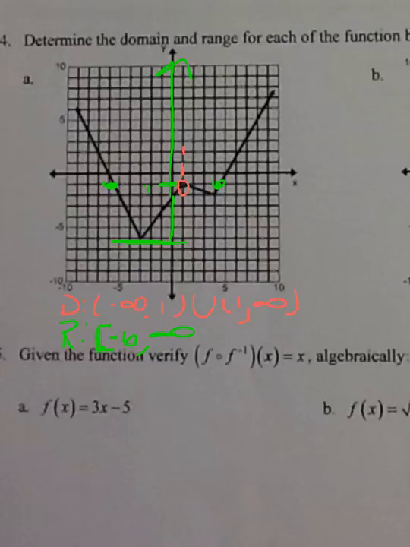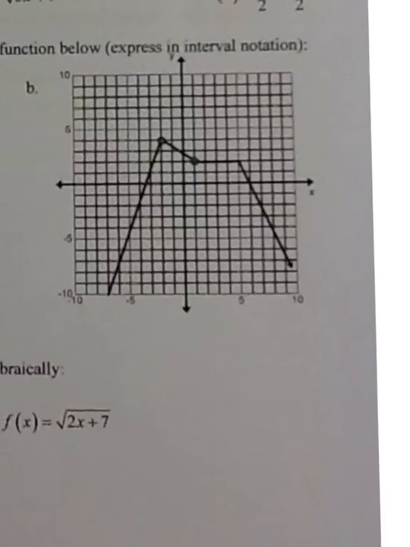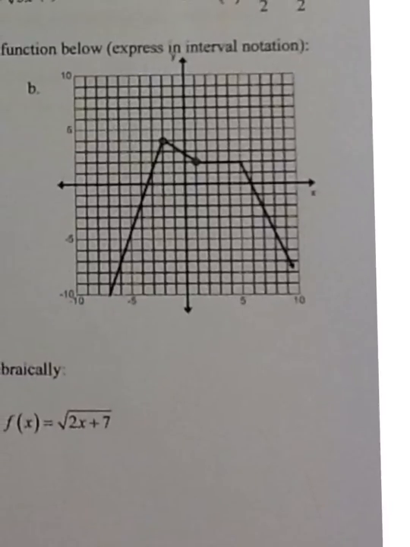All right, so let's take a look at B. All right, so I have a couple of holes here. I have a hole here. I have a hole here. There's no arrow here, so it stops here, but there is an arrow here. So I have a hole here and a hole here. So let's start with the domain.